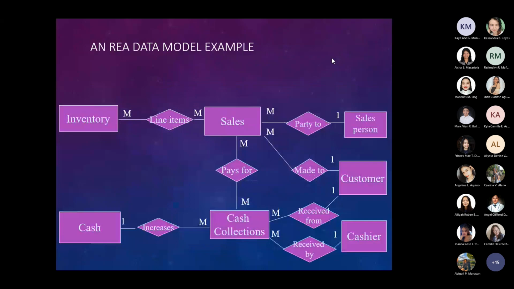Next natin dyan is the REA data model. Itong REA, o yung tinatawag nating resources. Ano nga yung E? Events, resources, events, and agents model. Ito po ay i-discuss ng isa sa inyo. Anong chapter po yun? Chapter 11? Tama po ba? Chapter 11 or chapter 10?